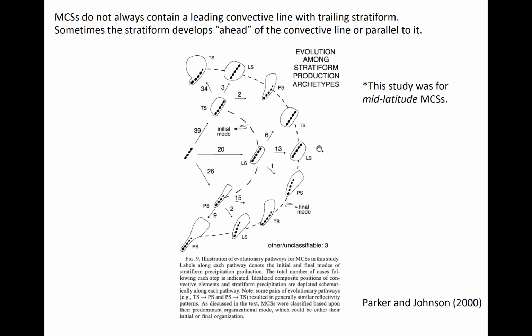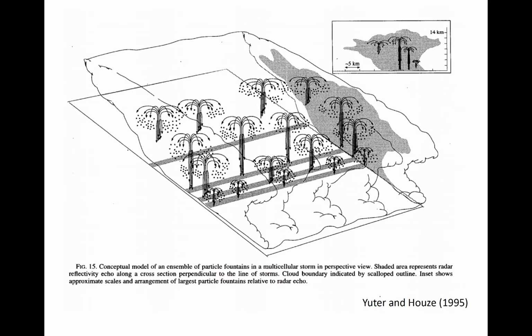However, depending on the wind profile, stratiform can be seen parallel to the convective line or even ahead of it. In the tropics, it is especially common to observe MCSs that take on no obvious structure. In other words, the convection appears to be randomly distributed within stratiform. This happens frequently in low shear environments, which are common in the tropics.